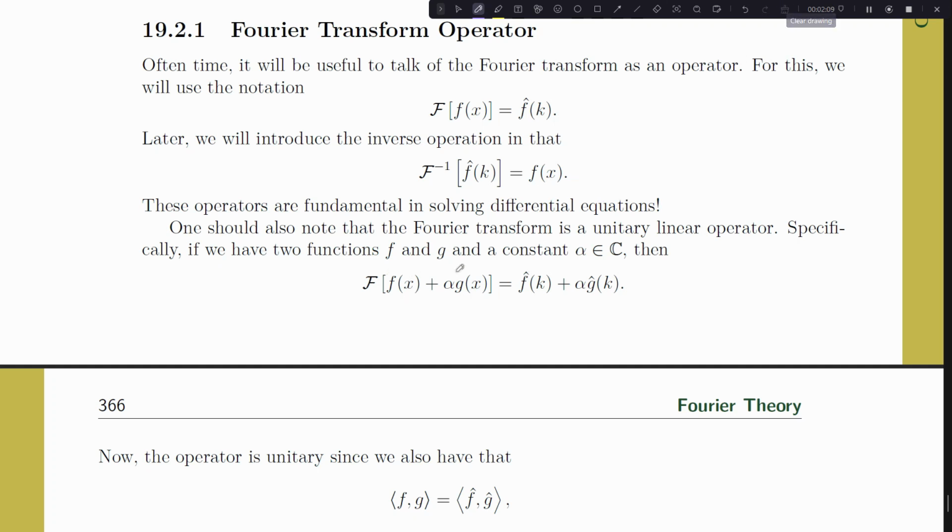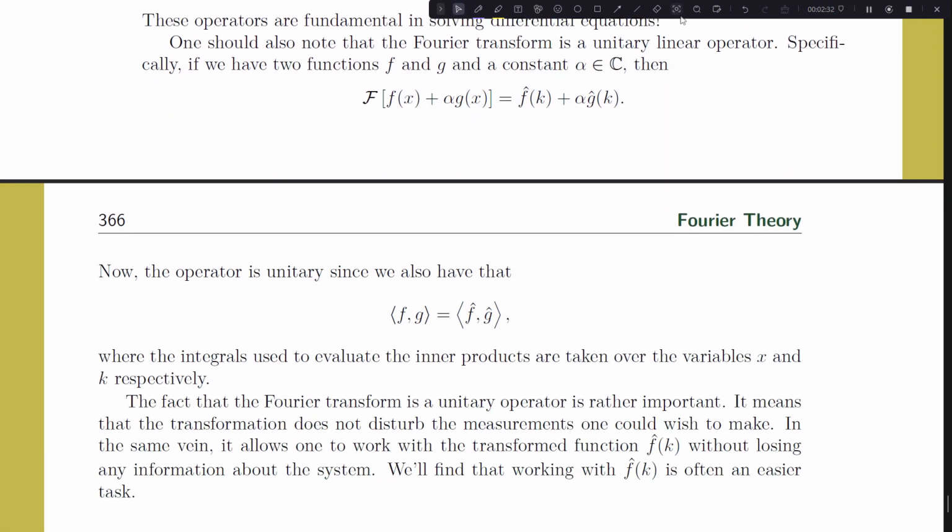Now, something that's useful is that this transform is a unitary linear operator. So what we mean by that is that linear, you'll recall, just means that it's able to distribute and commute with scalars. So that's why I have an f hat and a g hat there. I don't have to worry about the plus sign or the alpha. And unitary, we'll recall, is this property of inner products.